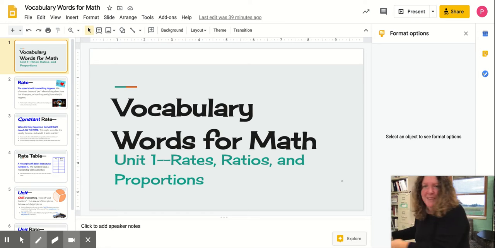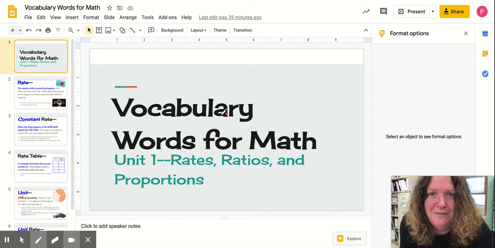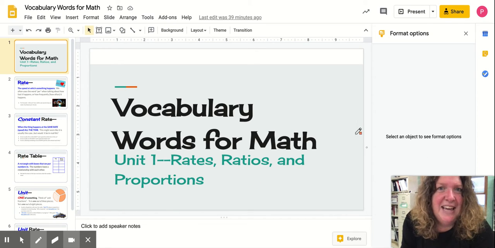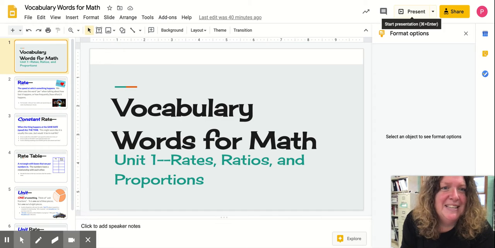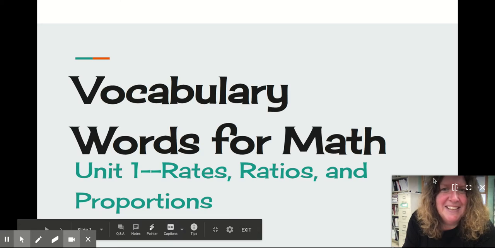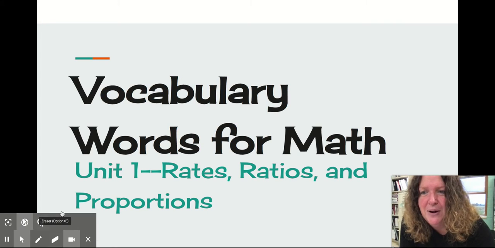This morning, we're going to quickly review some of our vocabulary from yesterday, and then we're going to talk about today's lesson. So here's our vocabulary from yesterday, if you remember.